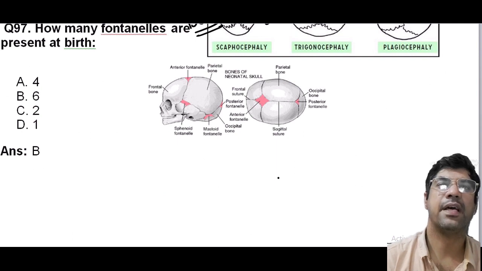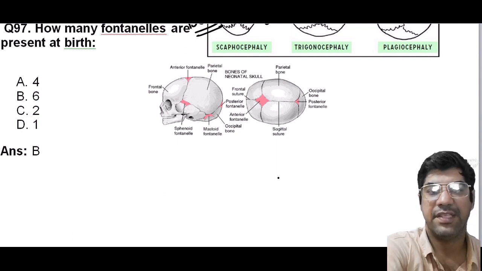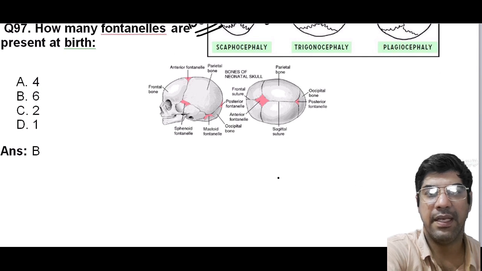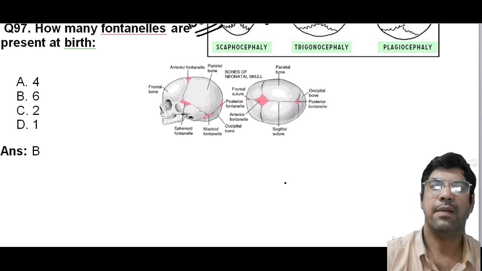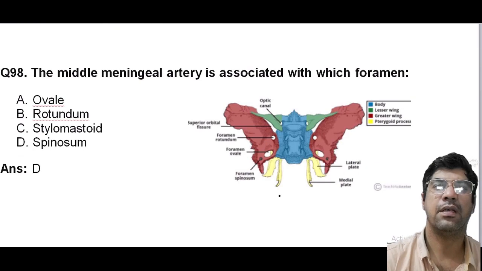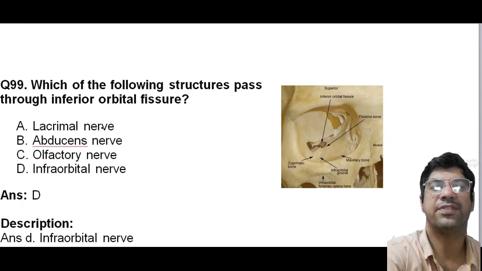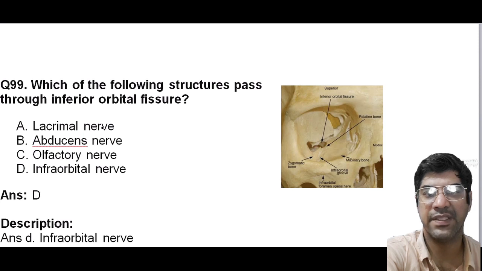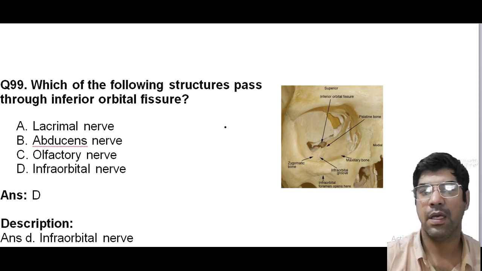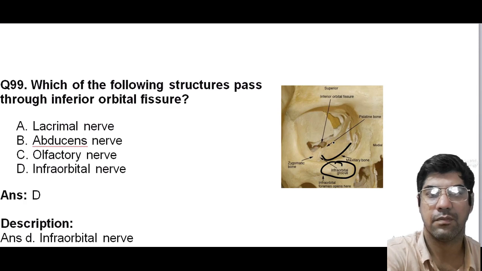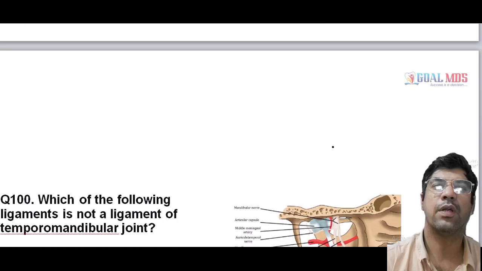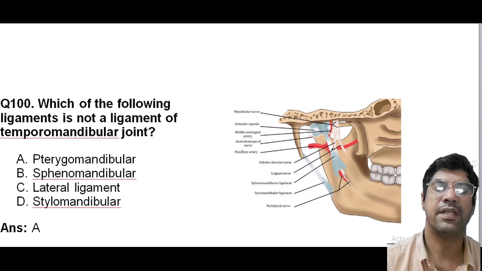How many fontanelles are present at birth? Six fontanelles are present: the anterior fontanelle, the posterior fontanelle, two anterolateral fontanelles and two posterolateral fontanelles. A total of six fontanelles. The middle meningeal artery is associated with the foramen spinosum. Which of the following structures passes through the inferior orbital fissure? It's the infraorbital nerve. Which of the following is not a ligament of the TMJ? The answer is pterygomandibular.